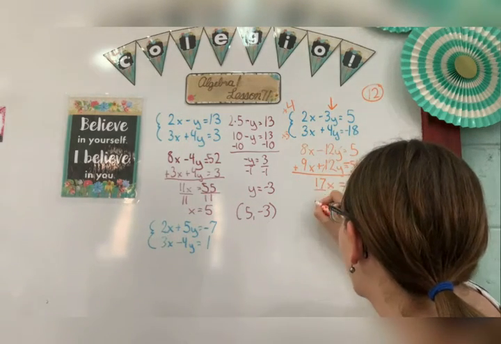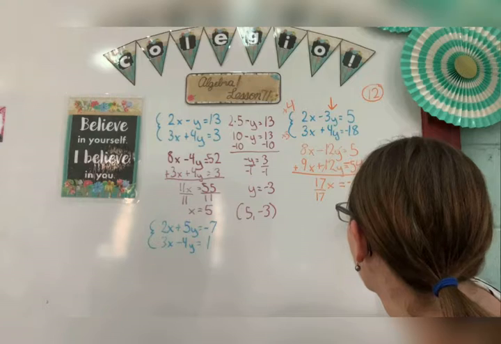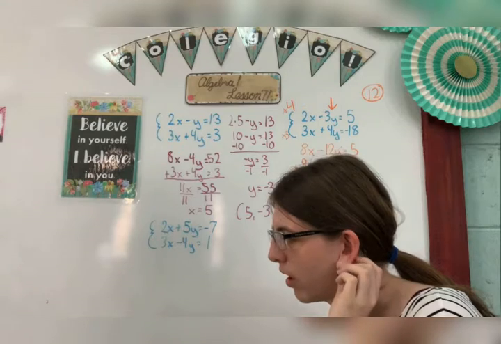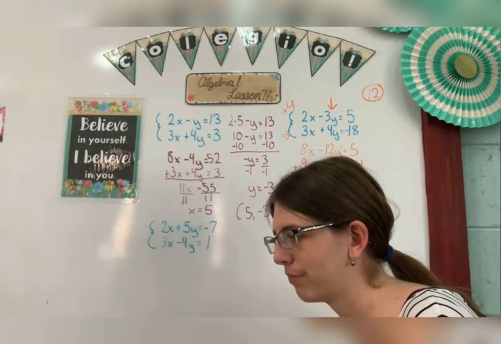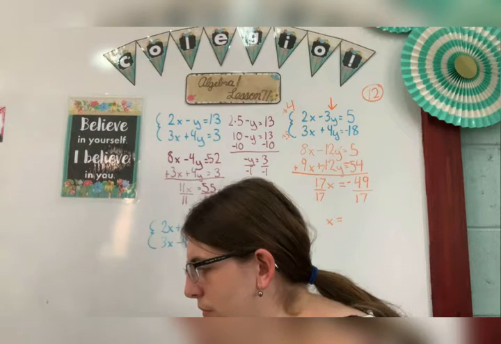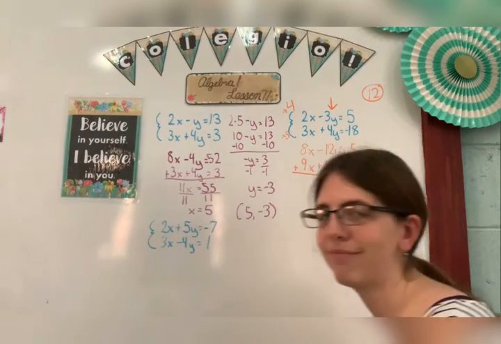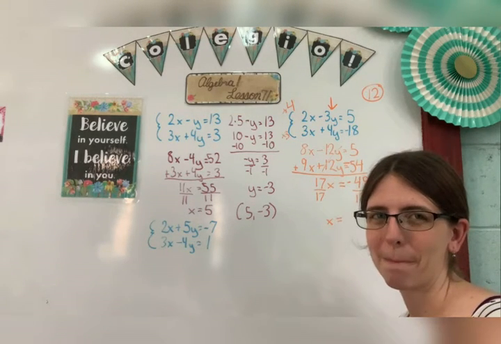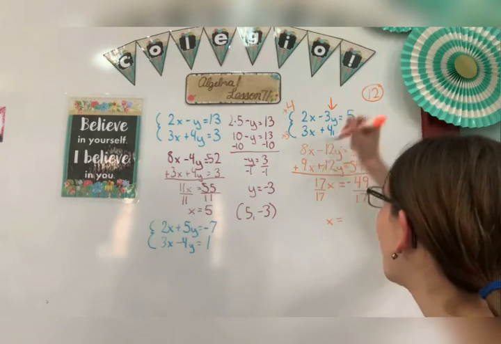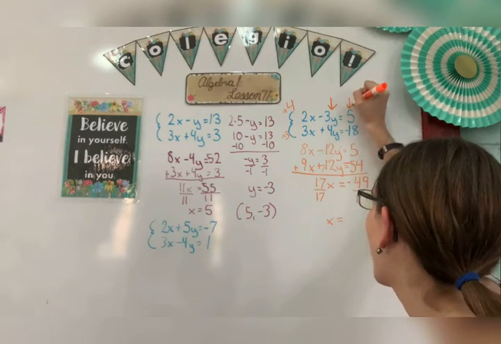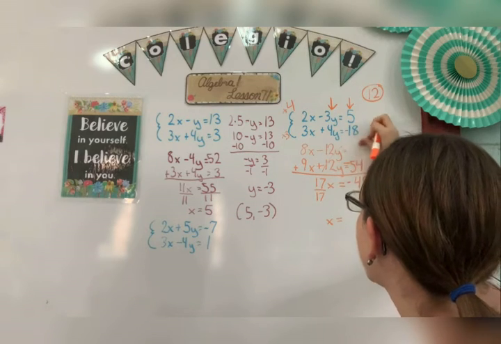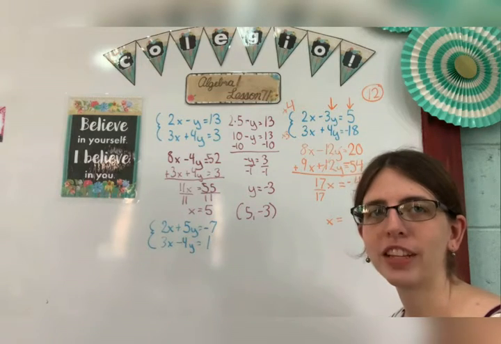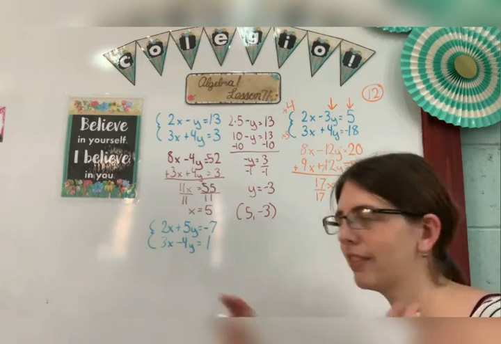Now I divide both sides by 17. So x equals, and I've messed up somewhere. Did you guys catch where I messed up? Okay, I didn't multiply each term by 4. I forgot my 5. So 5 times 4 should be 20. Sorry about that. Hopefully you guys were yelling at the screen, Miss Ashley, you didn't multiply that.